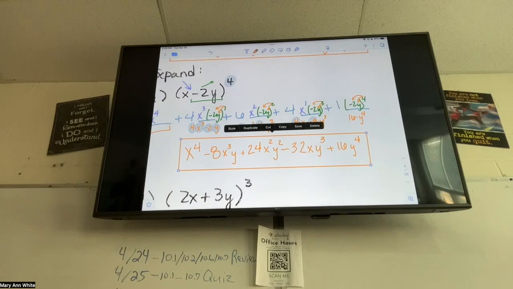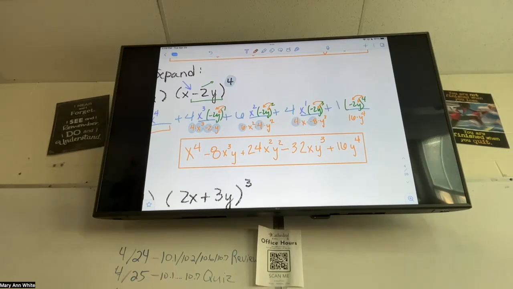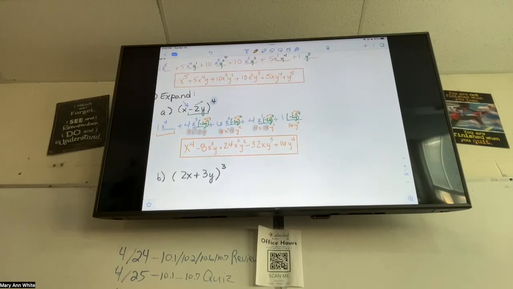I know you might be like, wow, it doesn't feel like a lot less work than what I wanted it to be. It's still a little bit of work, but it is much easier than doing x minus 2y times itself 4 times. Do you think you can try the next one without me? Okay, remember, do your coefficients, do your x's, do your y's, and then I'll talk.